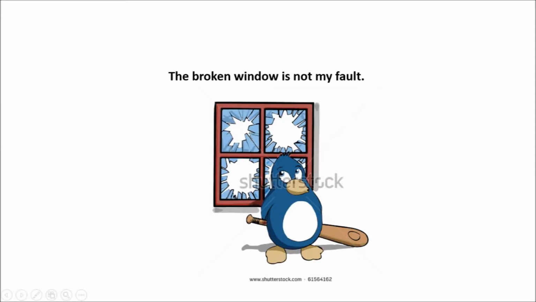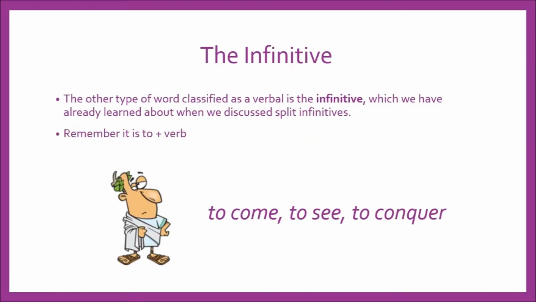Another example. The broken window is not my fault. Here, broken describes the window. This is a case where a participle doesn't end in ing. It's a past participle.